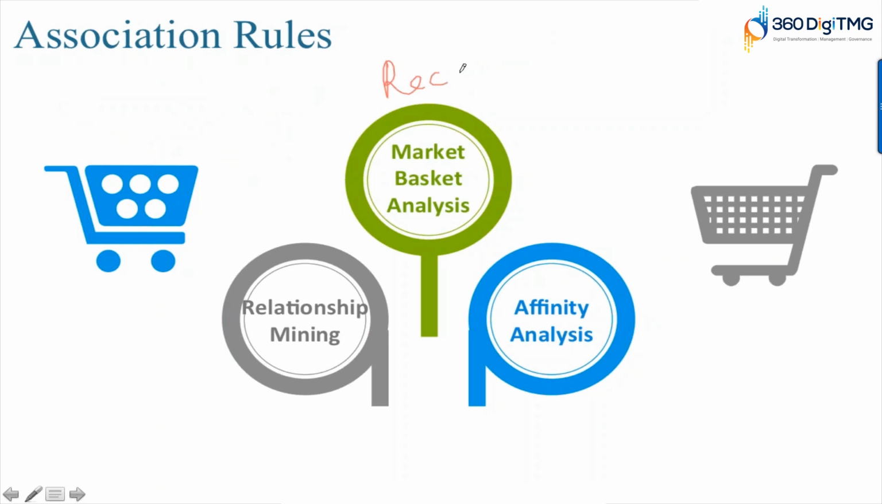Why did this market basket analysis or affinity analysis become so famous of late? Point of sale systems. You just need to scan the barcode. Everything is digitized and data is getting stored to a very huge extent. A lot of data is getting collected, and association rules or market basket analysis is finding its roots deep.